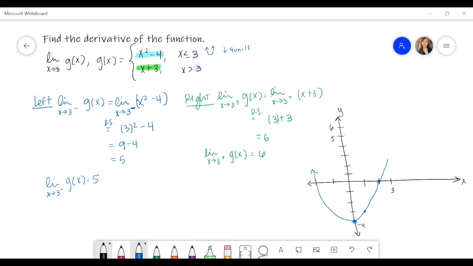I can make this easier to read on my graph. At 3, we're going to 5, and that's open. So this will continue to here, okay? That is your left. I think I used my colors backwards from last time. Sorry about that.